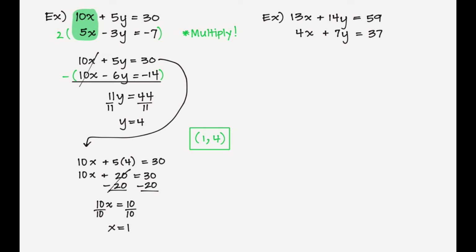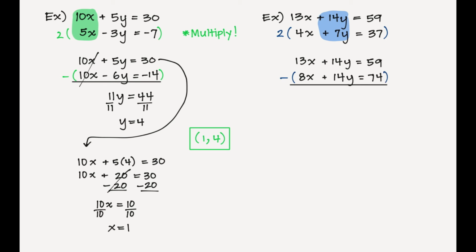All right, let's move on. In our next example, our two equations, the x coefficients are 13 and 4, and the y coefficients are 14 and 7. So I think I'm going to focus on eliminating the y by multiplying by 2. And that leaves me with 13x plus 14y is equal to 59. That didn't change. But then I have 8x plus 14y is equal to 74. So I have my 14y's, but they're both positive, so I need to subtract my bottom row.